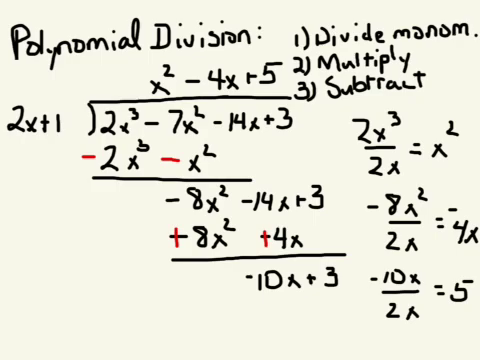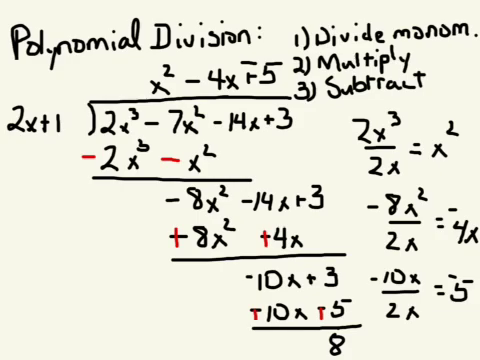5 times 2x. Look at that. I forgot a negative sign. Negative 5. Negative 10x. They have to cancel. That's how I knew I had a mistake. And negative 5. I want to subtract. So I change the signs. I add. And I get negative 10x cancels. 3 plus 5 gives me 8. And that turns out to be my remainder.